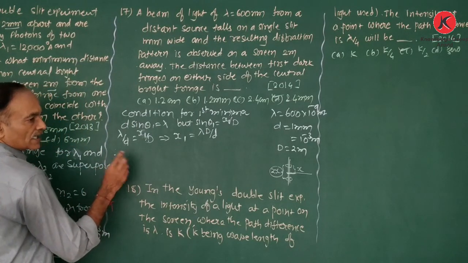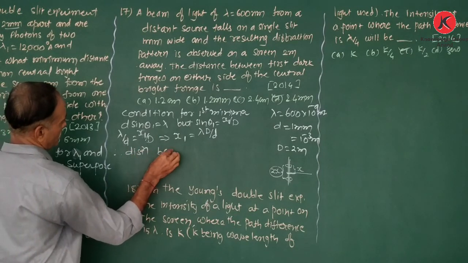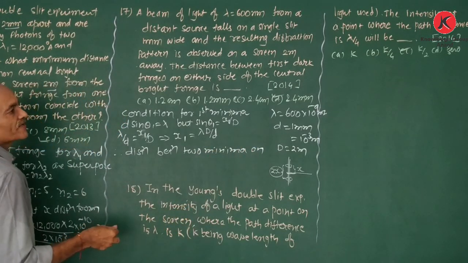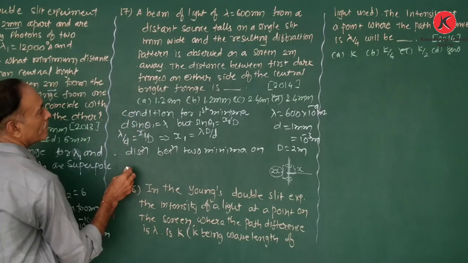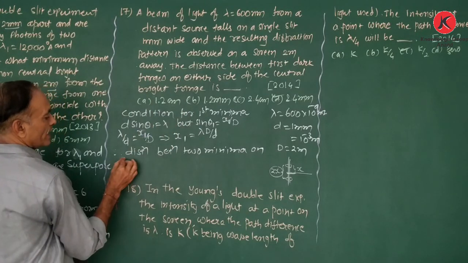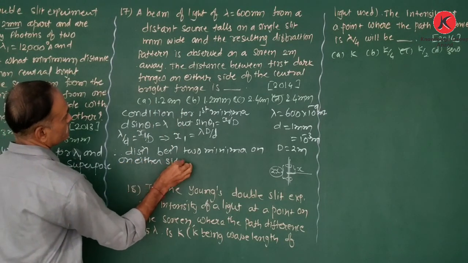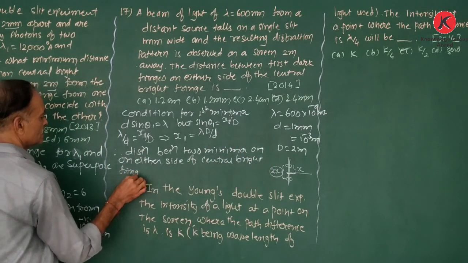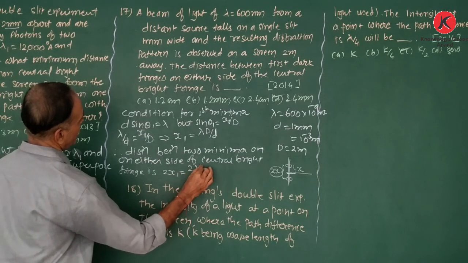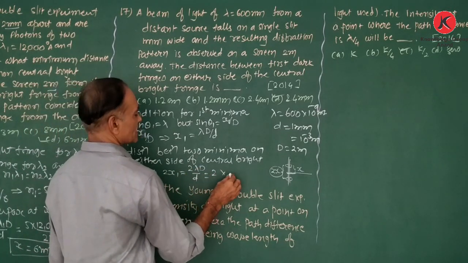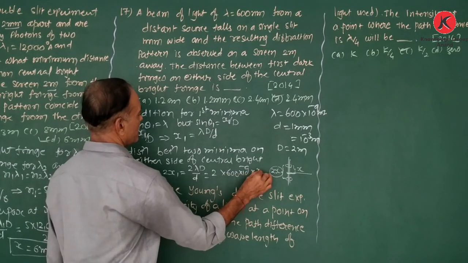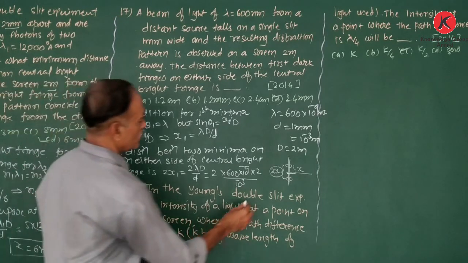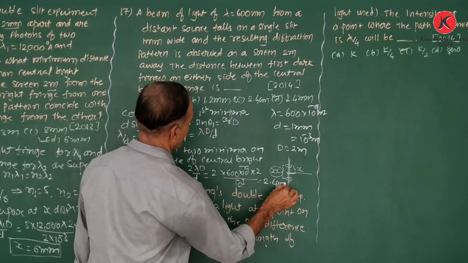Therefore, the distance between the two minima on either side of the central bright fringe is 2x1, which is equal to 2 lambda capital D upon small d. That is 2 into 600 into 10 to the power minus 9, capital D is 2 meter, upon 10 to the power minus 3. So it is equal to 2.4 millimeter.